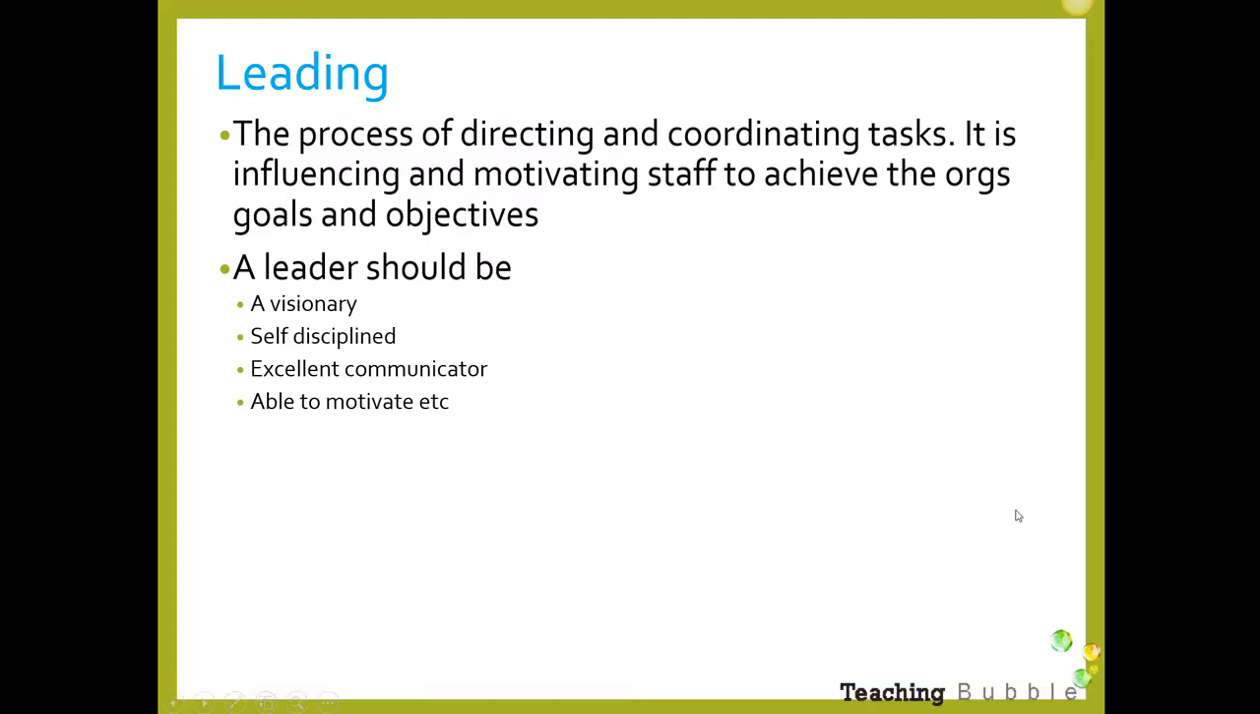Hi everyone, it's John Mitchell and we're continuing on with our key management role videos. And today we're up to leading. So we've gone through planning, we've gone through organising, and now we're looking at leading.